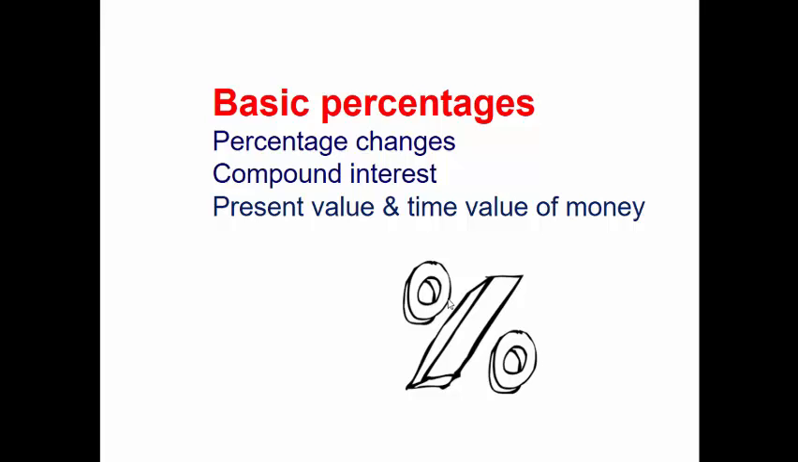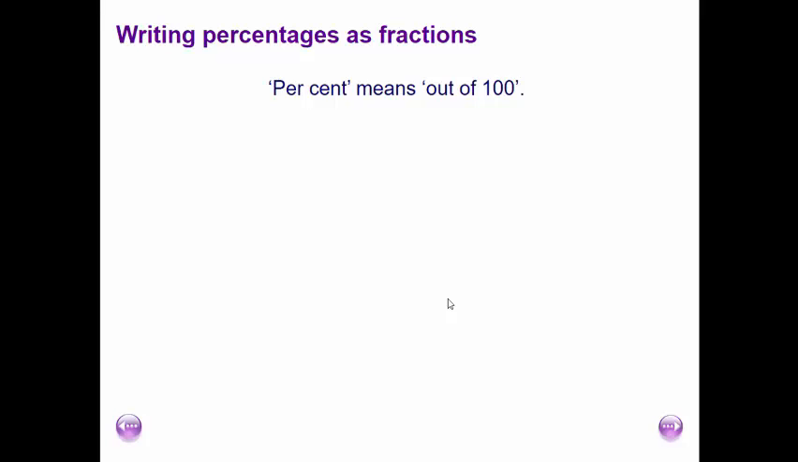So we look at basic percentages, how we make percentage changes, a little bit about compound interest, and then moving on to present value and the time value of money. So some basic percentages first. Percent means out of 100. So for every 100, how many units are we talking about?